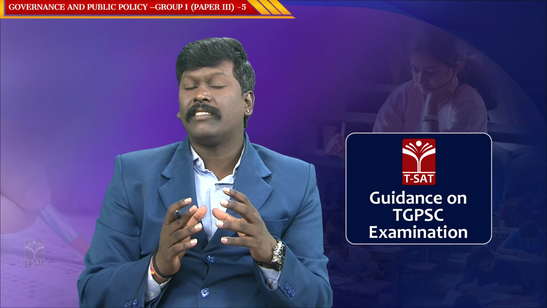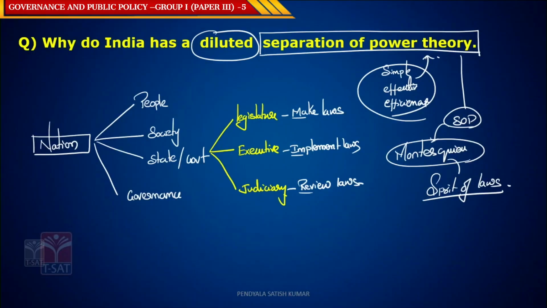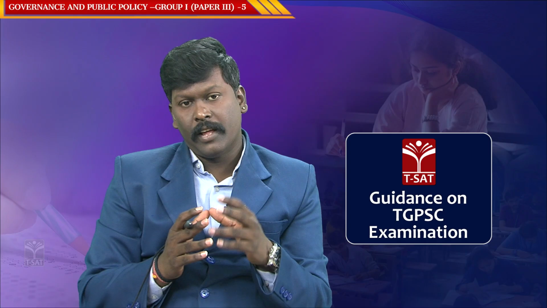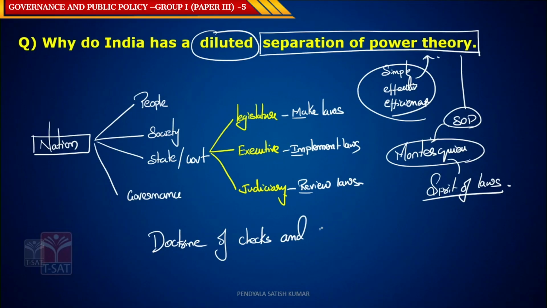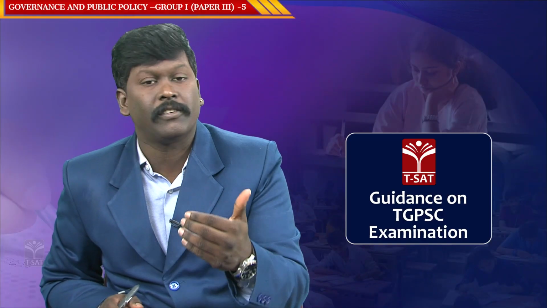Why does India have a diluted separation of powers theory? Because India follows a doctrine called doctrine of checks and balances. India follows this doctrine, so India has a diluted separation of powers theory.